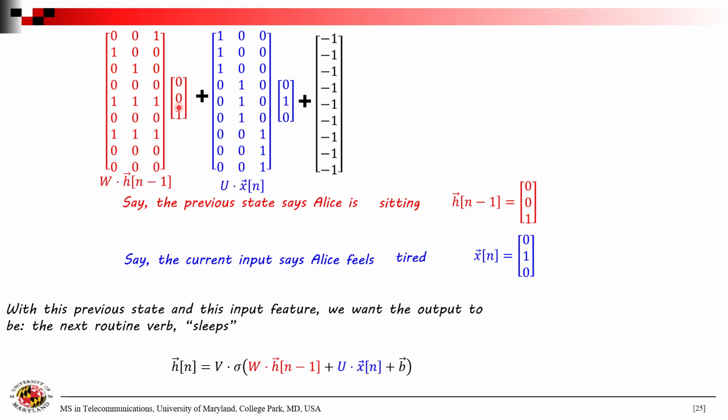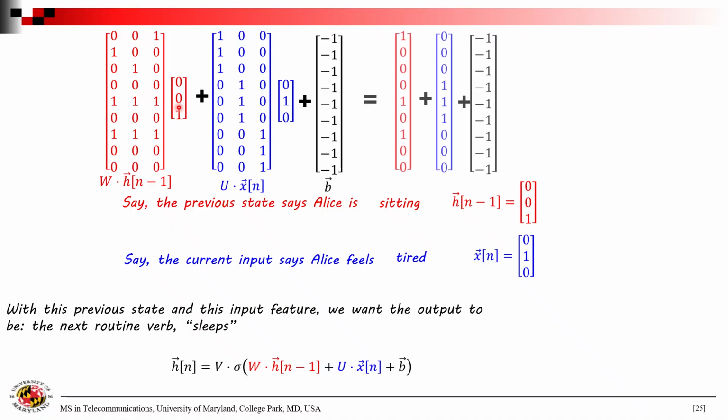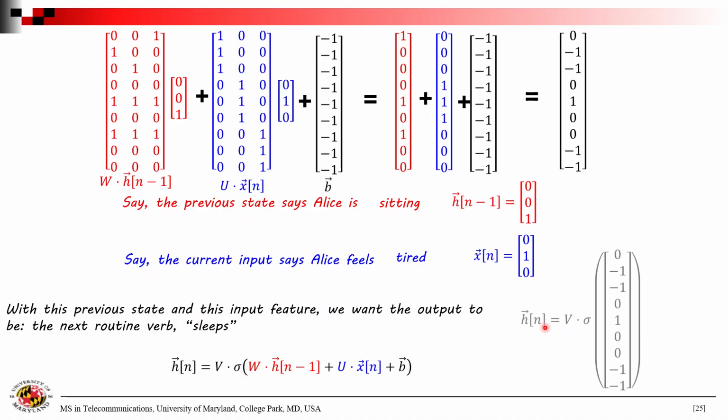So when we multiply these out, because this is a 1 here, we just pluck the last column of w and copy it here. Because there's a 1 in the second position and all the others are 0, we grab the second column of u and copy it here. And then there's b, that's just b. Go ahead and plug in and add those element by element.